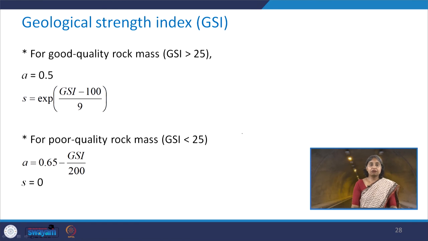Now, for a good quality rock mass, that is when you have GSI greater than 25, the Hoek-Brown parameter a can be determined as 0.5, and the other parameter s is defined as the exponential of (GSI minus 100) upon 9. In case there is a poor quality rock mass, which is indicated by GSI having a value less than 25, in that case a is defined as 0.65 minus GSI by 200, and s is going to be equal to 0. The other parameter, m, for that I already gave you the expression, that it is related to m_i for the intact rock and also the GSI. That is how you can calculate m_b.